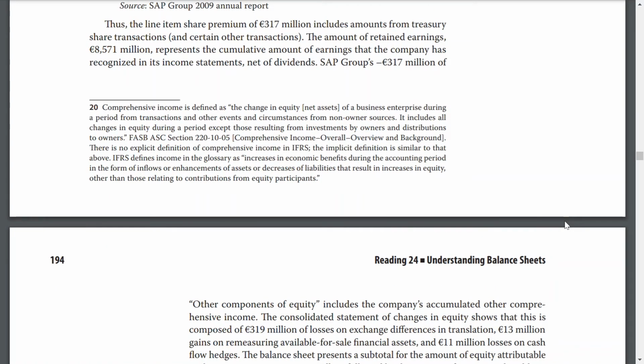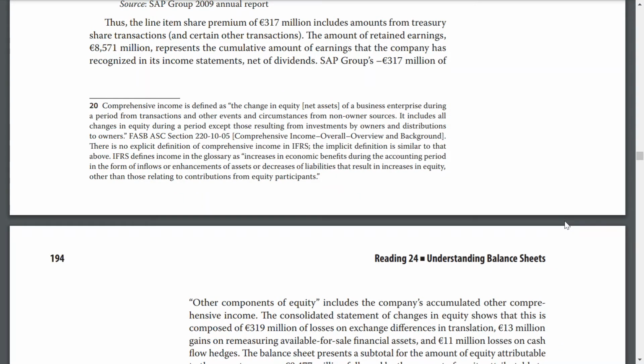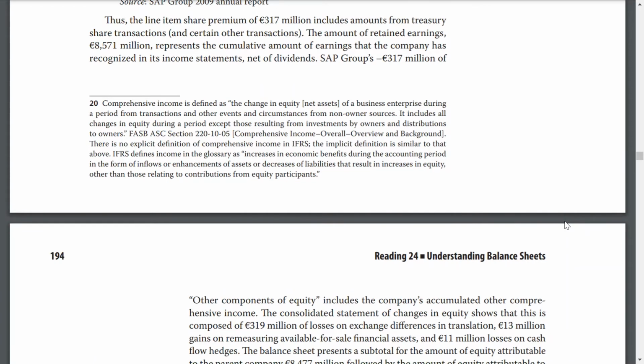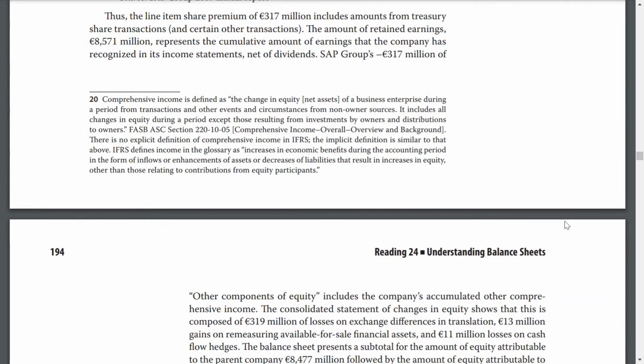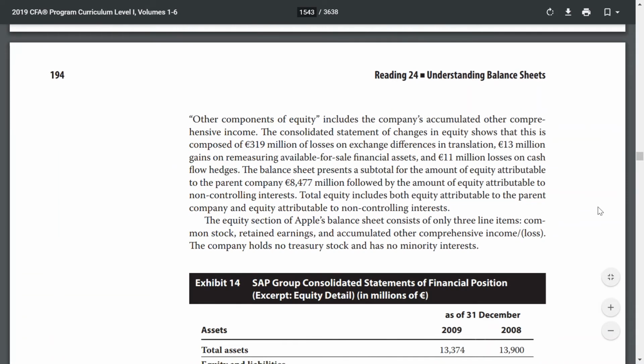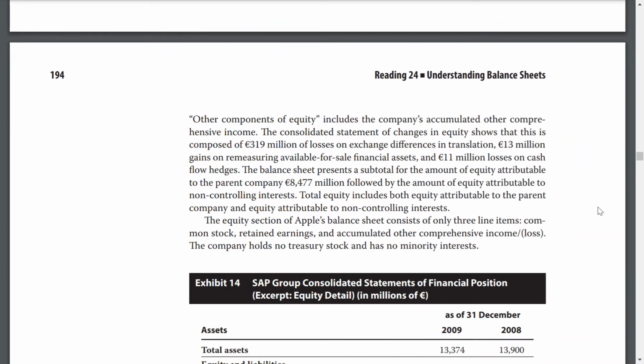The amount of retained earnings of 8,571 million represents the cumulative amount of earnings that the company has recognized in its income statement, net of dividends. SAP Group's 370 million of other components of equity includes the company's accumulated other comprehensive income. The consolidated statement of changes in equity shows that this is composed of 319 million of losses on exchange differences in translation, 13 million gains on remeasuring available for sale financial assets, and 11 million losses on cash flow hedges.